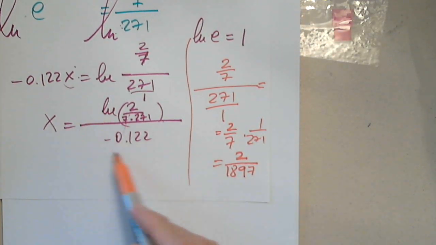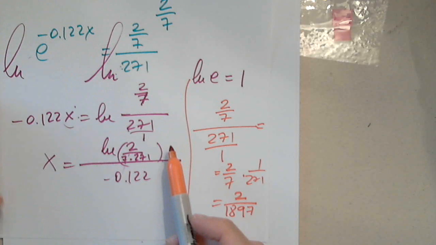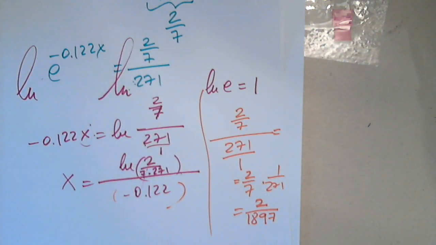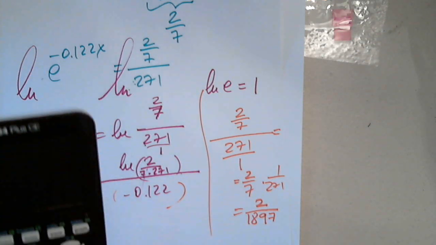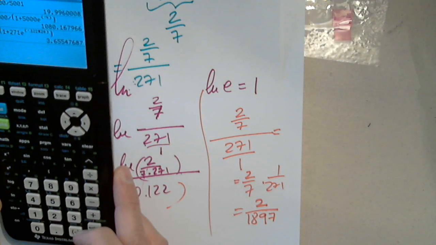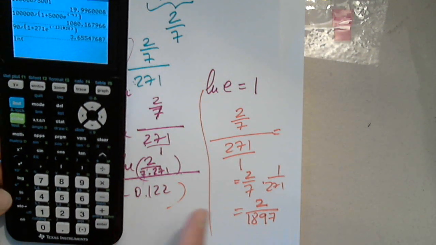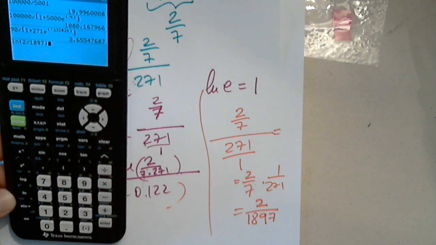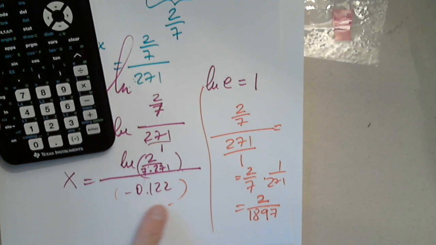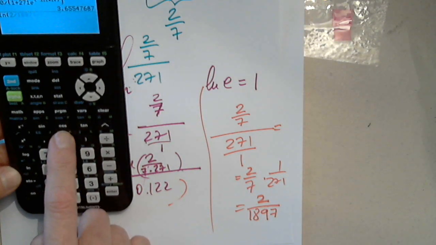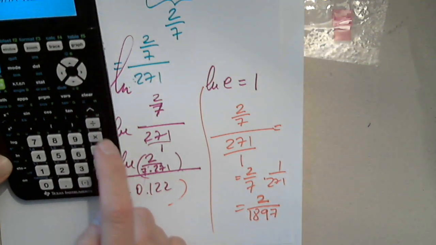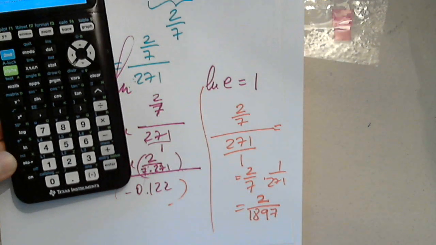So this is what I put in the graphing calculator. Remember, parentheses around the denominator because of the negative sign. Otherwise, in this case, you would not need that. So natural log, I put this number in natural log, 2 divided by 1897, close the parenthesis, and divide by this number also in parentheses. Negative 0.122, close the parenthesis, and enter.